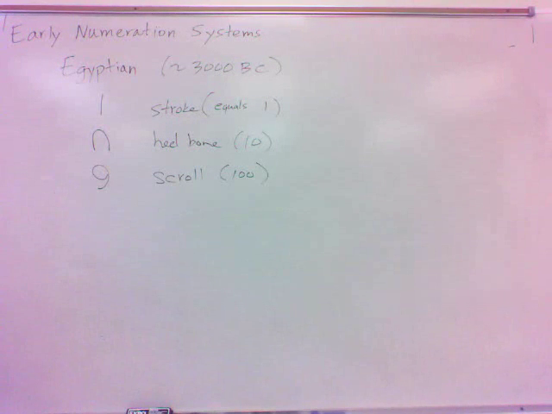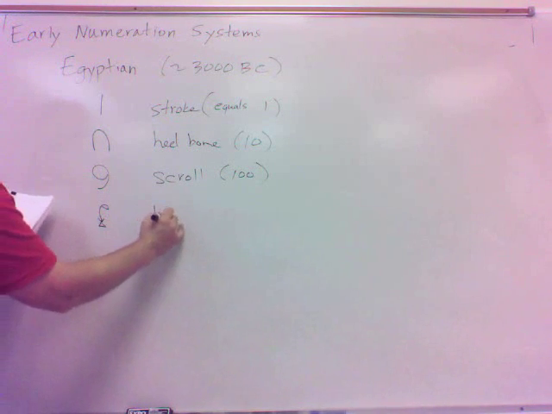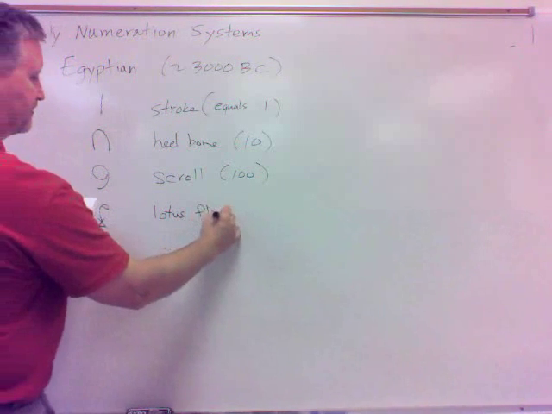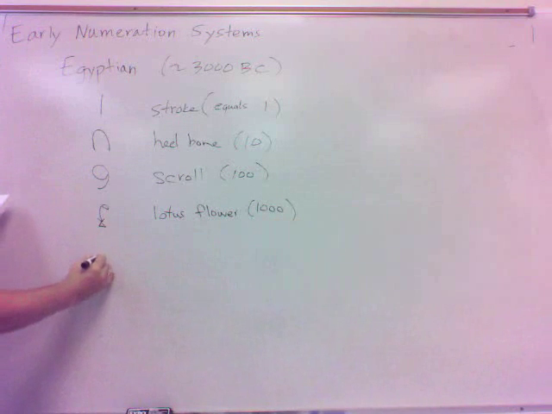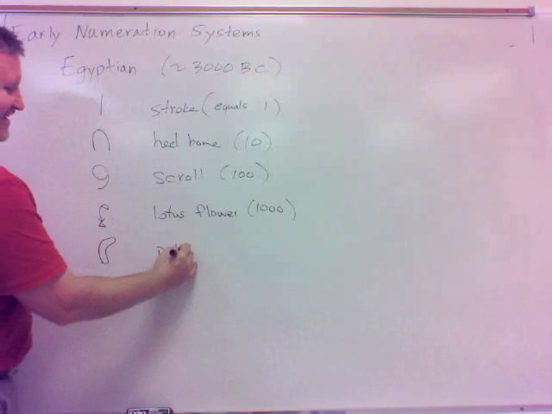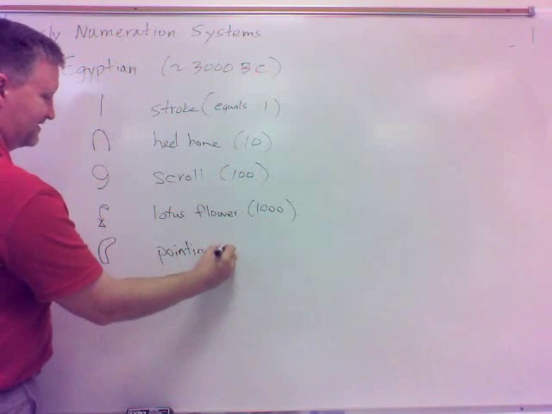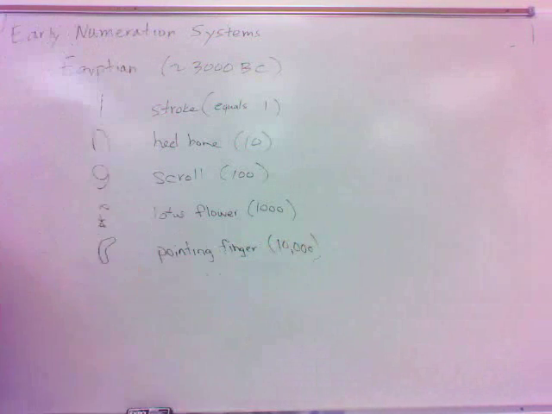Then, of course, what would be next? 1,000? 1,000 was this little flower-looking thing, supposed to be a lotus flower. That was 1,000. And then 10,000. Well, that's really going to test your drawing abilities. It's supposed to be a pointing finger. I failed that test for sure, but I used to be able to draw better than I can now. I haven't done it in a while. But anyway, they had different symbols for their numbers.